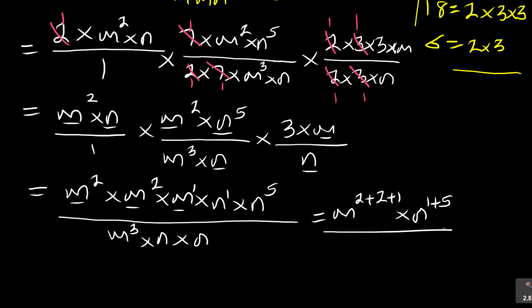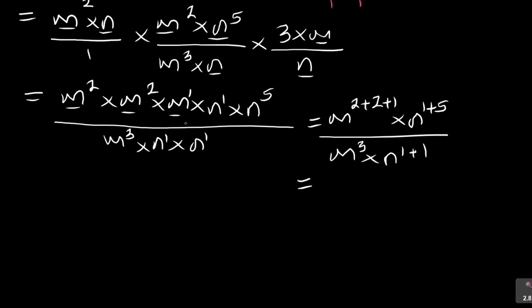Are you following? Over m to the power of 3 times n. Look at the bottom n. There is no power, which means there is a 1 that is hidden. That's what you simply do. And then when you continue, it will continue now to say 2 plus 2, 4 plus 1, 5.